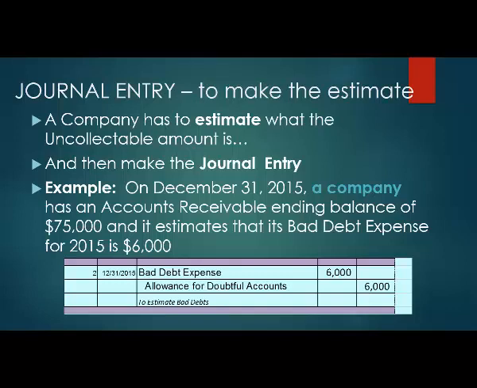Please note that when we make this estimate, bad debt expense is debited. All the expenses show up on the income statement, and when expenses go up, net income goes down. So at the point that we make this estimate, profit goes down by $6,000. So it's important that we do a good job in our estimation.